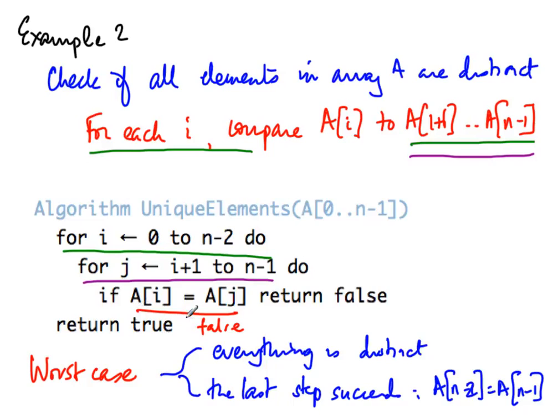How many times? So what is the basic operation here? The basic operation is this comparison. If A[i] equal to A[j], so how many times is this comparison A[i] equal to A[j] executed in the worst case?